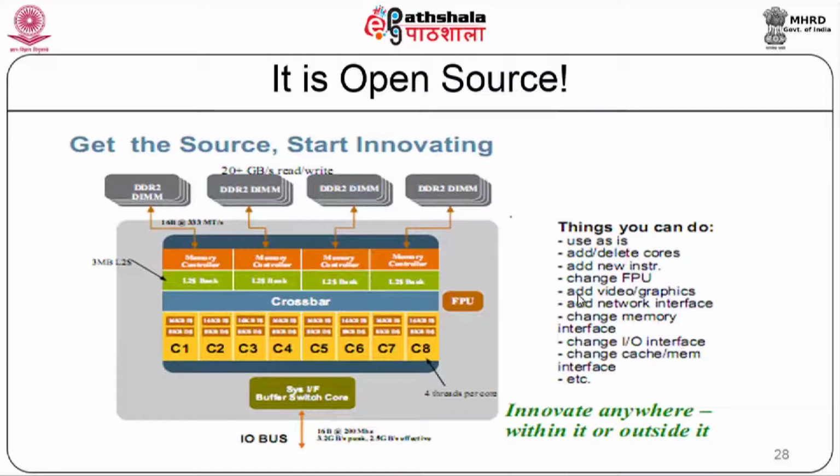And the most important aspect of your Niagara processors is that it is open source. The entire T1 architecture is available open source as an RTL, T1 and T2 architecture. So, anybody who wants to innovate on this can just download this RTL and make modifications like adding cores, deleting cores, or seeing what will happen if you change the cache hierarchy. So, all this can be innovated because it is open source. So, that is the first architecture that we look at.